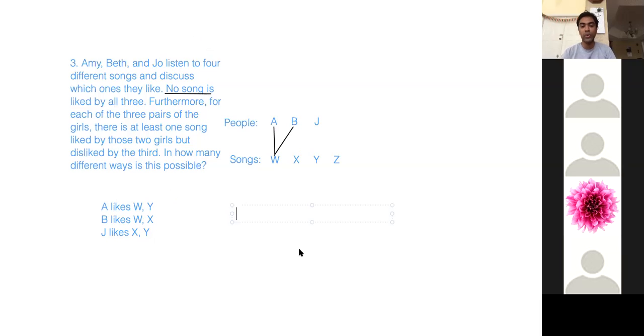Okay, so now we've gone through an example. Now we want to count the number of ways that this is possible. So let's think about, basically we need one song liked by A and B only, one song liked by A and J only, and one song liked by B and J only.